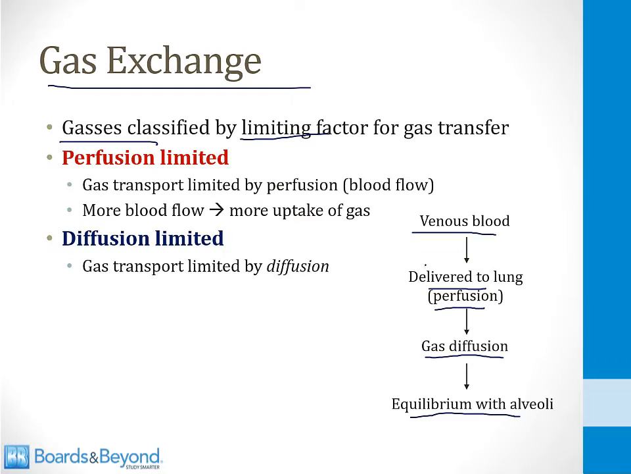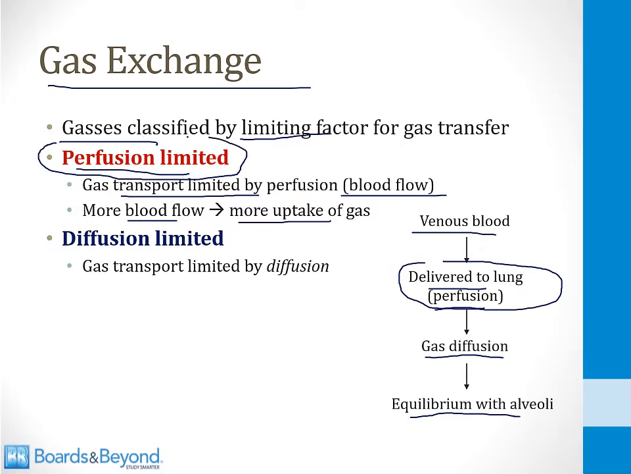Well, if the limiting factor is the blood flow delivered to the lungs, the perfusion, then we say that gas is perfusion limited. This means that the more blood flow we have, the more gas we will transfer, and that the total amount of gas that is transported depends on perfusion. More blood flow leads to more uptake of gas if gas exchange is perfusion limited.